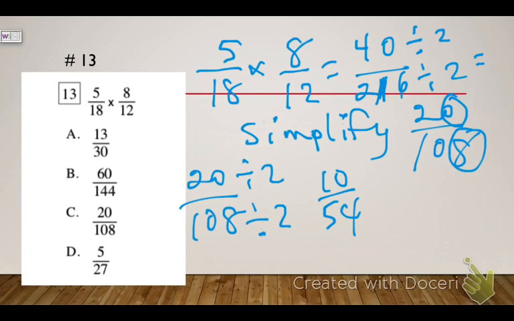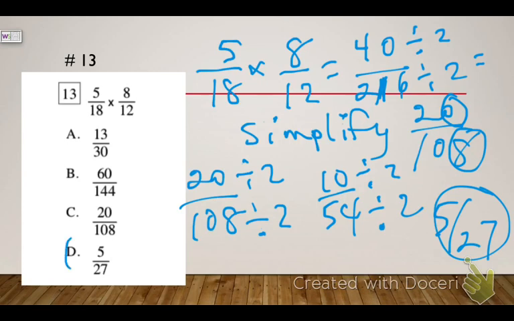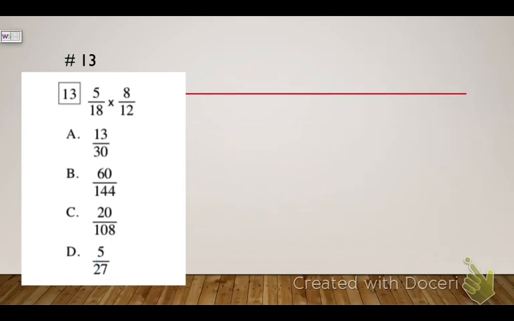Well, guess what? We can divide them again by 2. And guess what? The answer is 5/27. And that is it right there. I know it's a long problem. But you know what? If we really truly knew how to pre-simplify, it would make our fractions smaller. And some of us know and some of us don't. So we got to keep getting better at that.